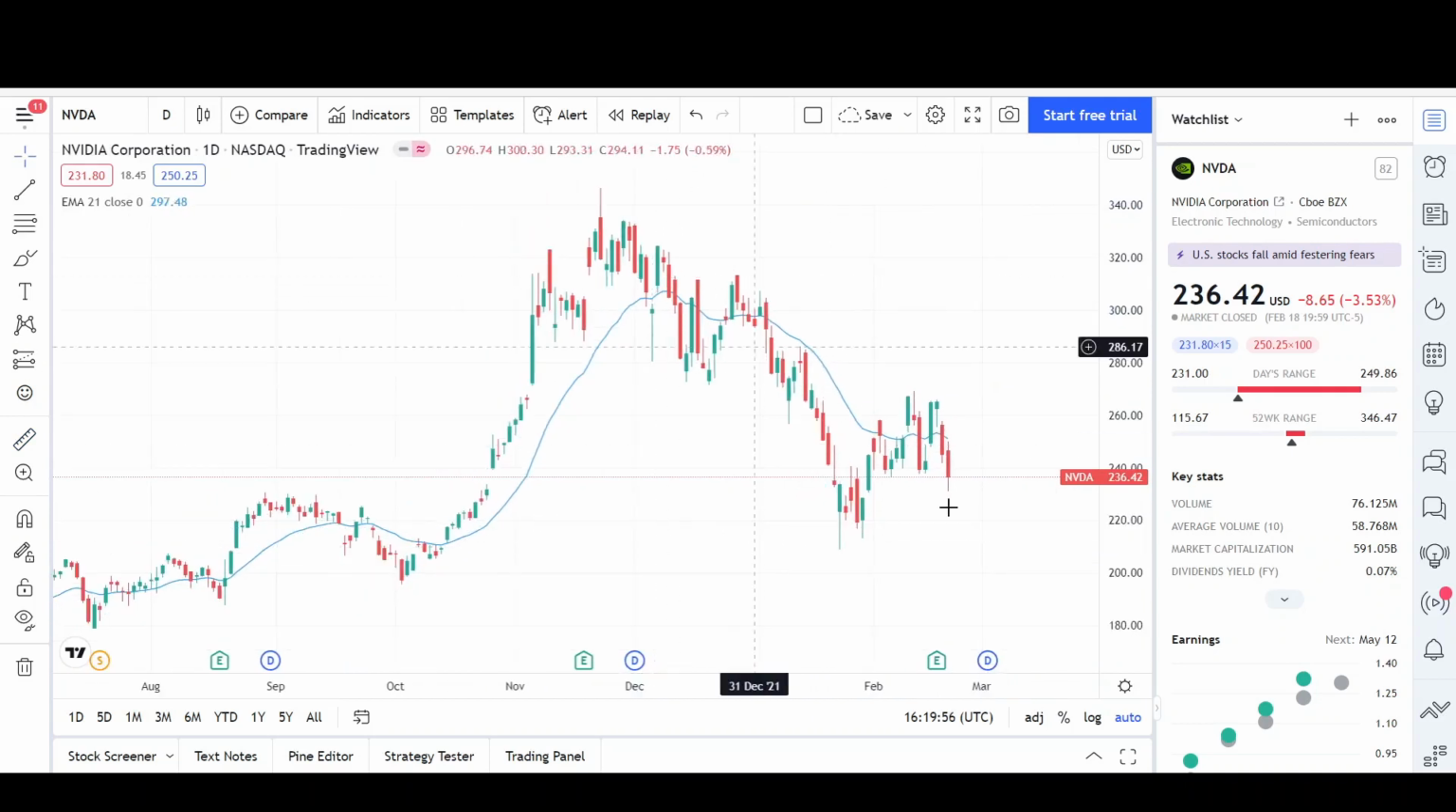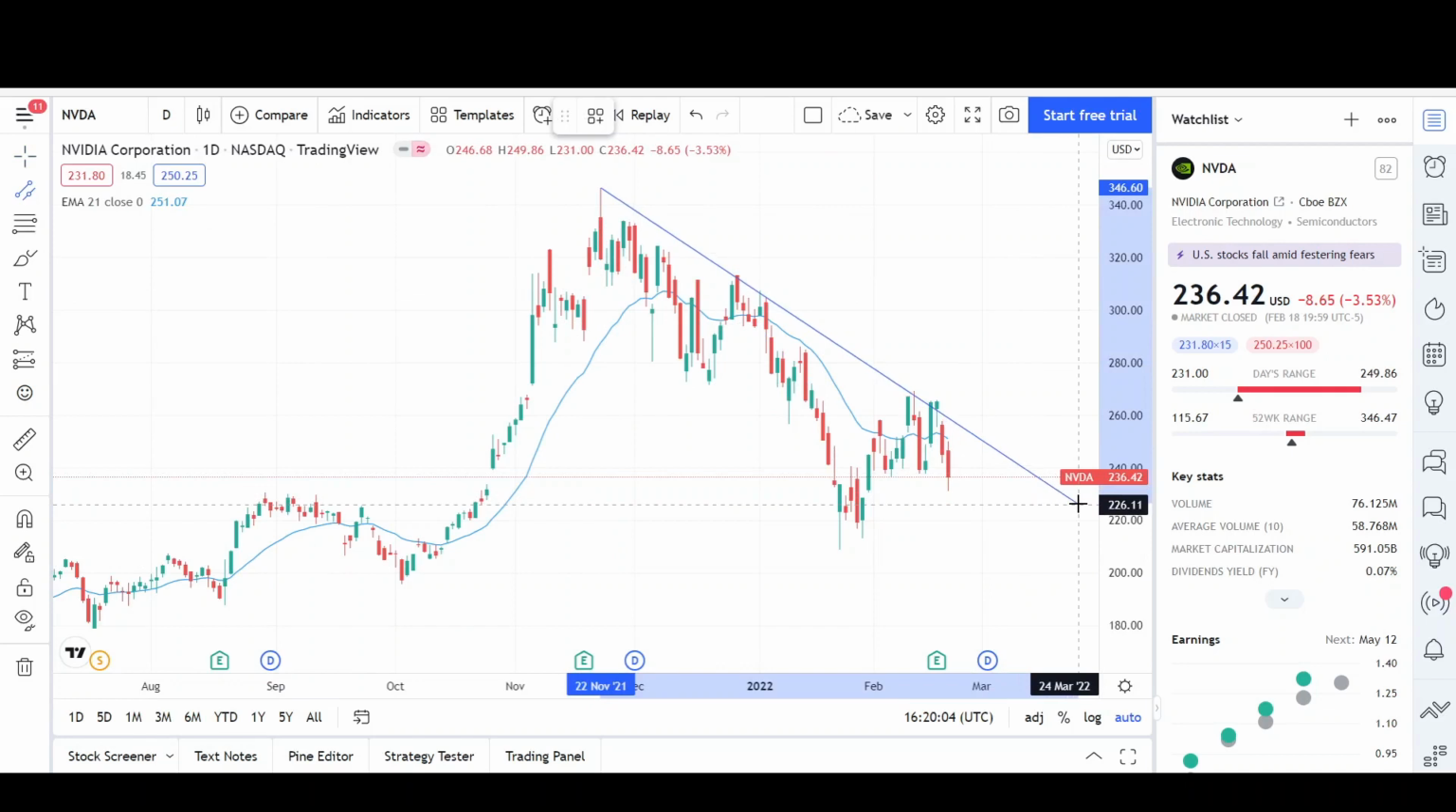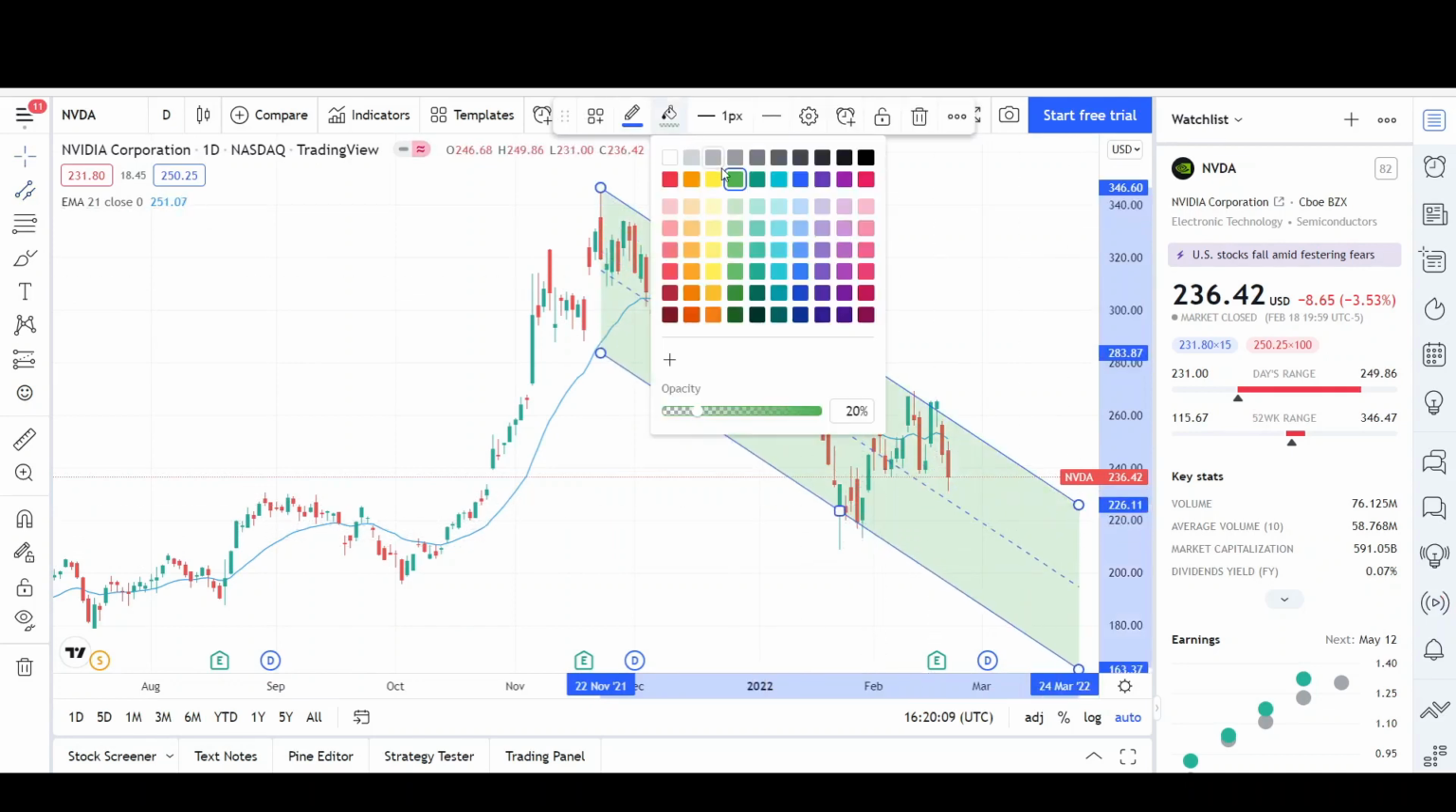So you can see that we're still making lower lows and lower highs, so I believe that we are in the formation of a downtrend, so that's not a good sign. You can see that we're getting rejected from the resistance side of this channel and the support side is pushing prices up. Let's go ahead and make this yellow.